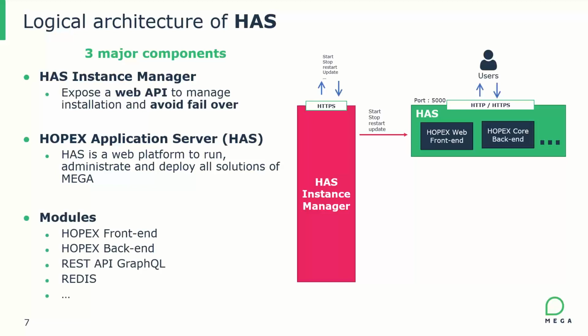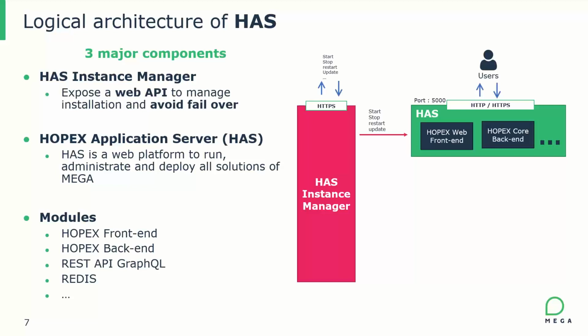And of course, within this green box here, the HAS, we have inside what we call modules, and those modules have a certain behavior. Those modules are here to expose the web front end of HOPEX. There are modules that are more here to expose the business logic, so the backend or the HOPEX core that you used to just call HOPEX. Some REST API that we have, sometimes some complementary technical modules, like for example, Redis to manage some cache.